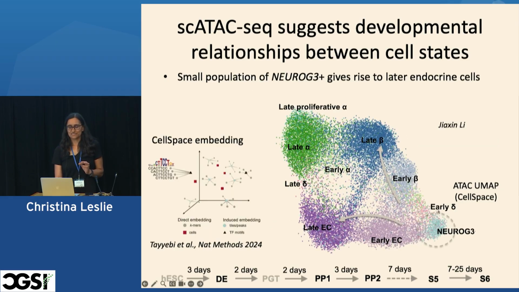In particular, there are these neurog3-positive cells that appear earlier, at step 4, but then cluster with the step 5 and 6 cells, and you can start seeing maybe a trajectory from these progenitor cells into later cell types.